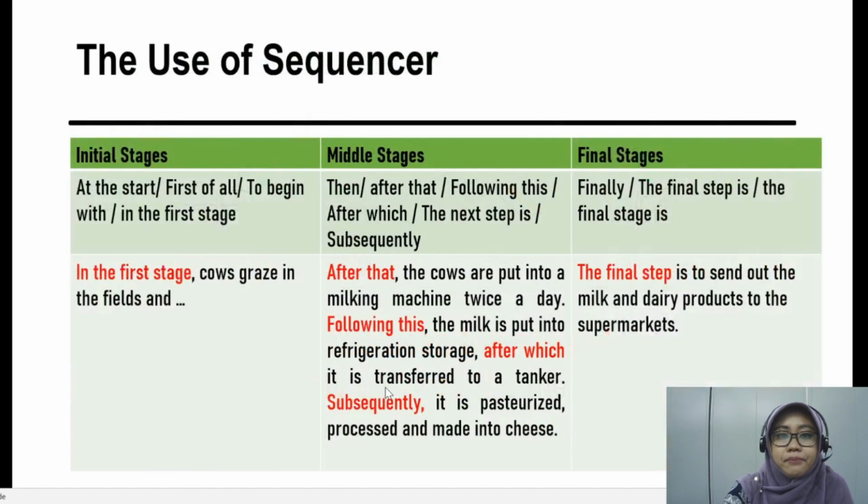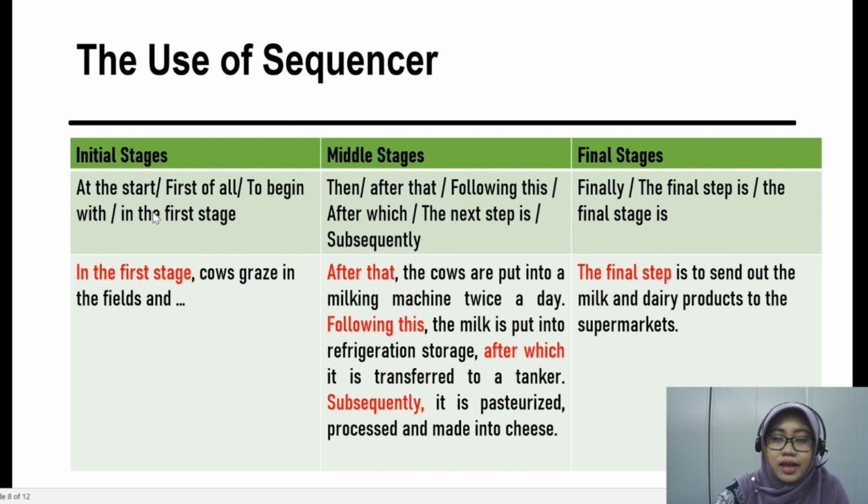Okay, and then another one, don't forget to use sequencer. Sequencer is very important for us. At least it can help the reader to understand more easily about the stages or the steps or the procedure in your process diagram. So we can use sequencer here to lead the reader to know the stages that we want to describe. There are three. I classify the sequencer into three stages here.